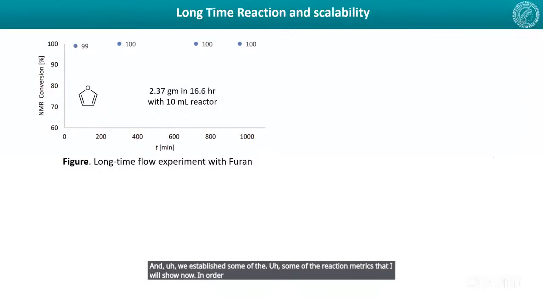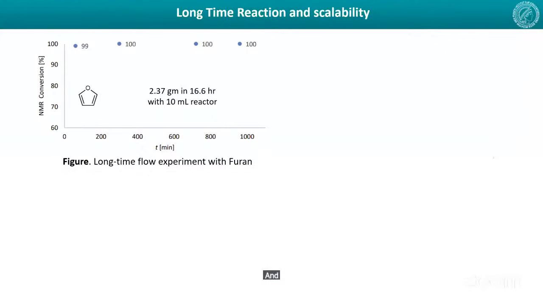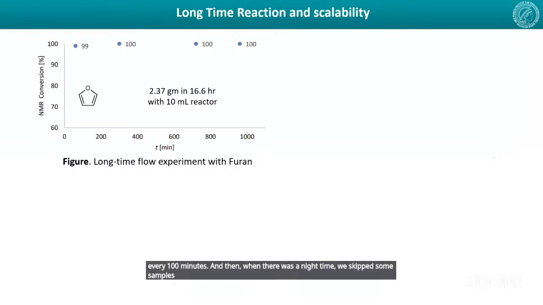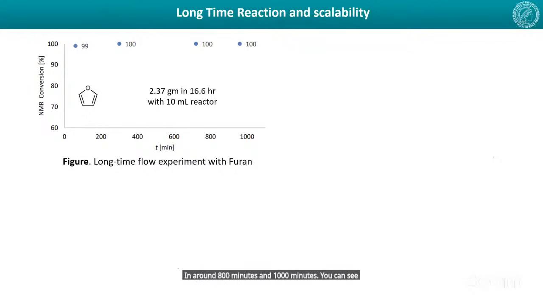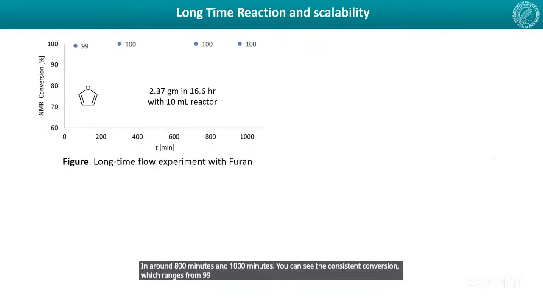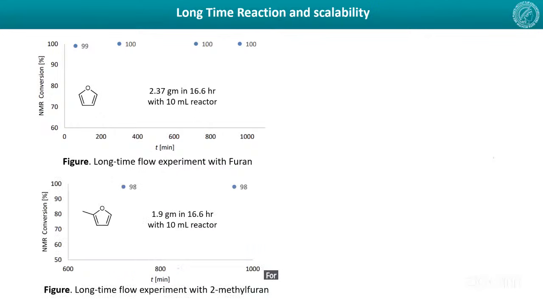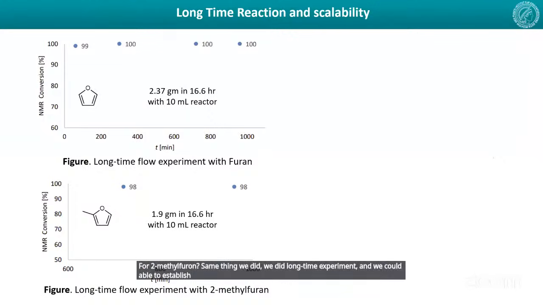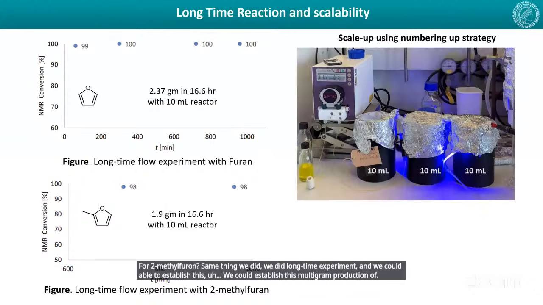In order to show the safety of the reaction, we performed this reaction continuously for 1000 minutes, and we monitored the reaction progress by NMR spectroscopy every 100 minutes. And when it was night time, we skipped some samples. Then we get around 350 minutes, then around 800 minutes and 1000 minutes. You can see the consistent conversion, which ranges from 99 to 100%. For 2-methylfuran, we did the same thing. We did a long-time experiment, and we were able to establish this multi-gram production of photohydrolyzed product.